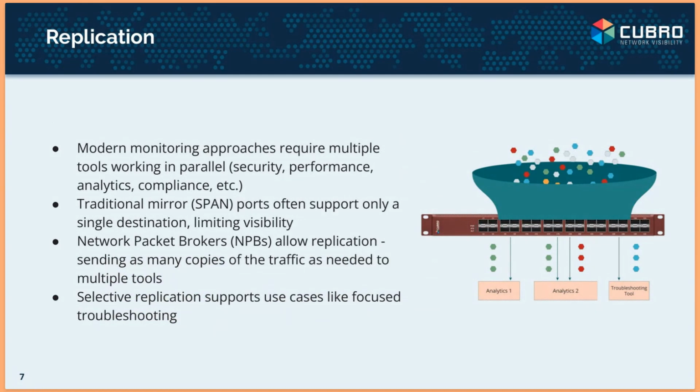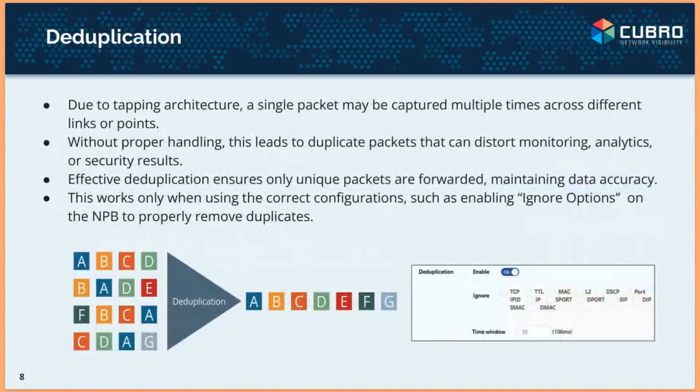Of course, also, as said, selective replication. Maybe I don't need the full traffic copied. Maybe I need only one IP address, one subnet, a UDP port, whatsoever you can think of, which can just be copied to a second output or a third output or whatever is needed.